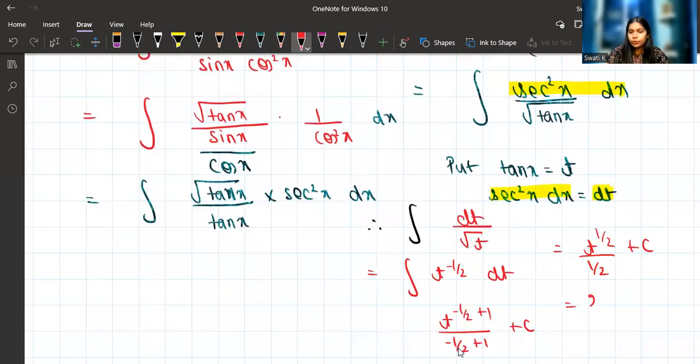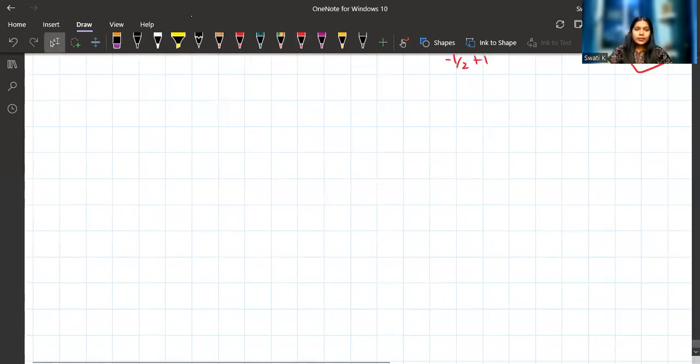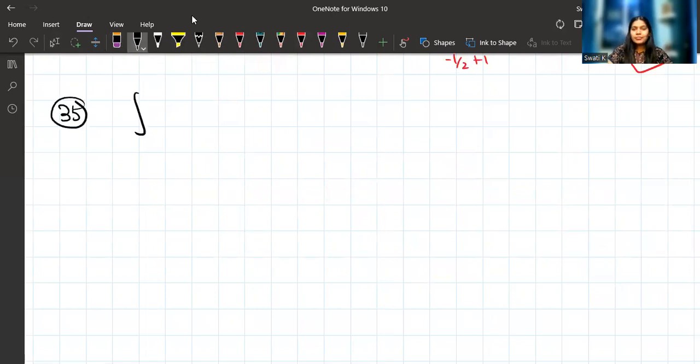That is t raised to half, and then upon half, plus the constant of integration. This is nothing but 2 root t plus c. T we have taken as tan x, so it is 2 root tan x plus c. That is your answer, and we are done with the 34th question as well. Now let's move to the 35th question quickly. We have 39 questions only, out of which the 38th and 39th questions are MCQs. So let's solve this quickly.